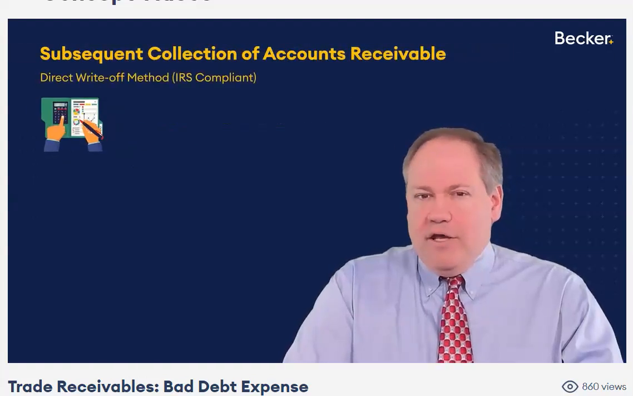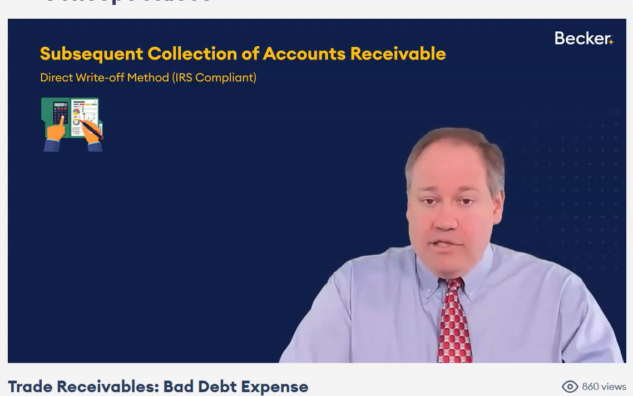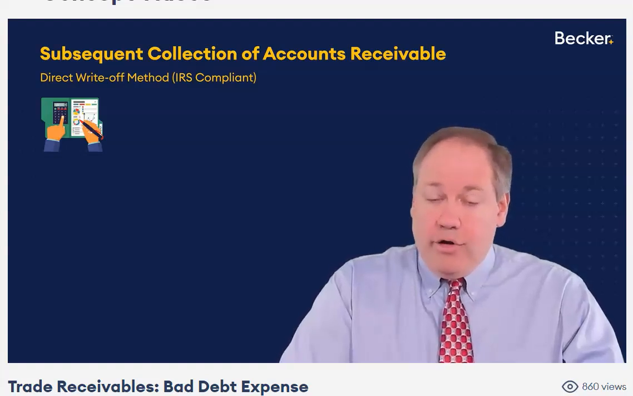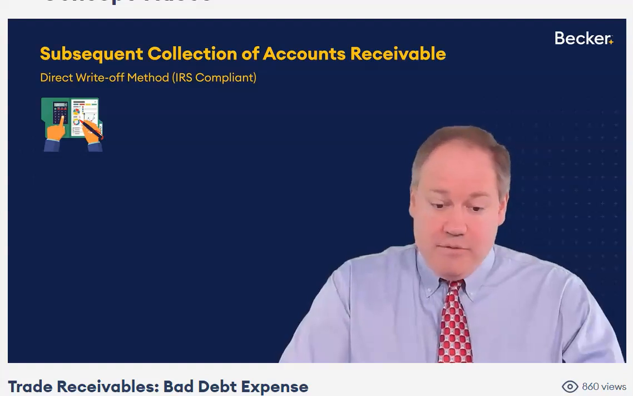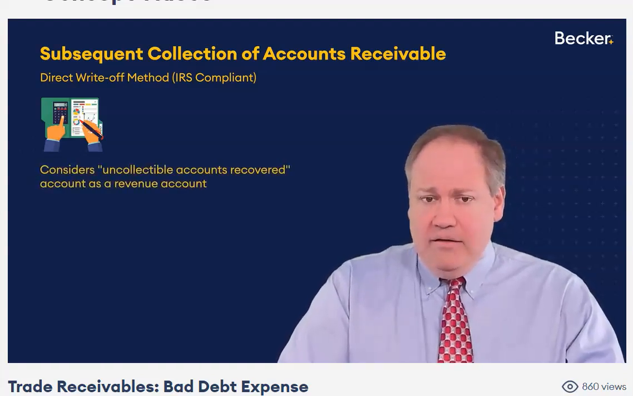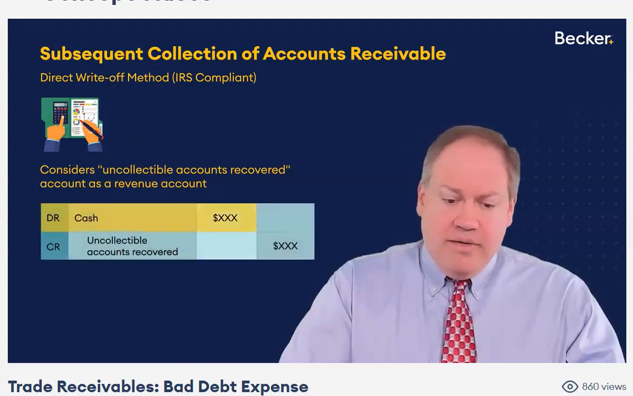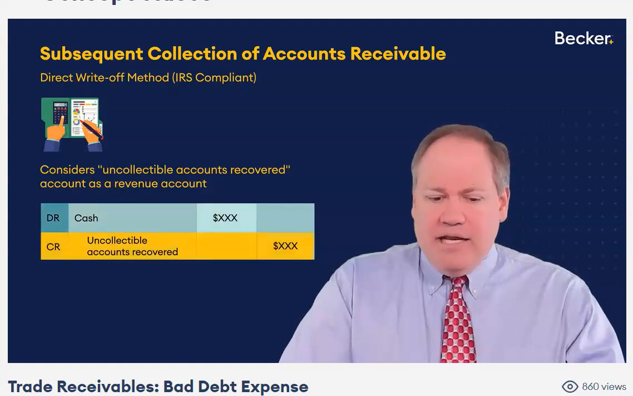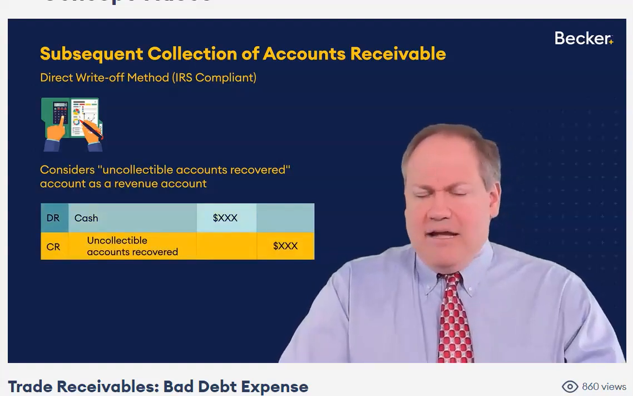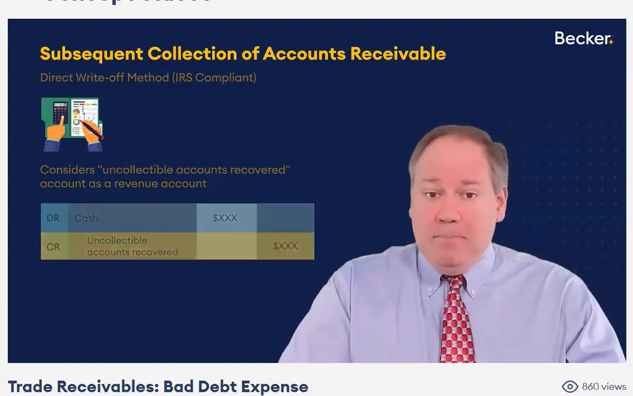Well, let's touch briefly on the direct write-off method. Remember, that's not GAAP, but the IRS, that's how they would deal with it. They would say, when you wrote it off, you got to take that as a deduction. That was bad debt expense. So when you collect something, it's collection, it's income. So that's how you have to treat it. So it would be a debit to cash and a credit to some kind of an account, call it uncollectible accounts recovered, that effectively recognizes that unexpected income.